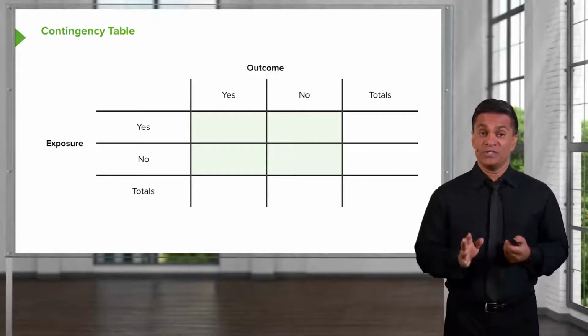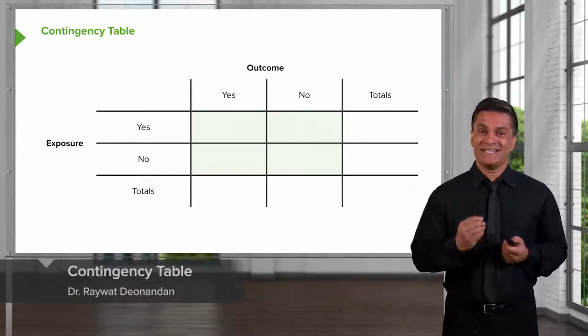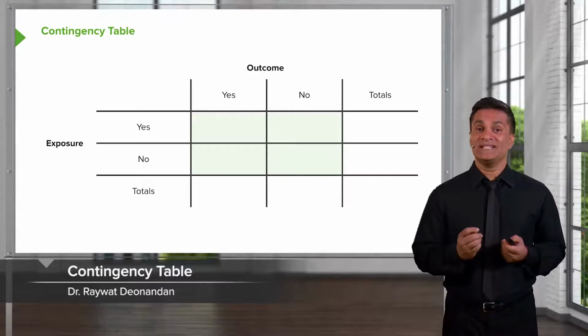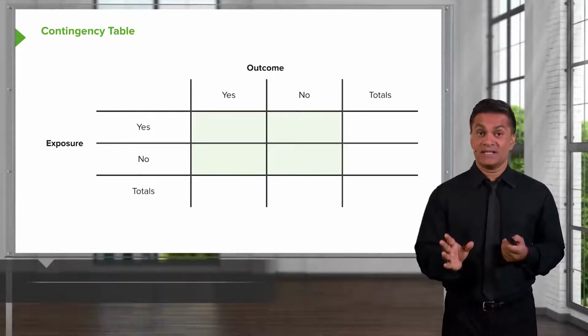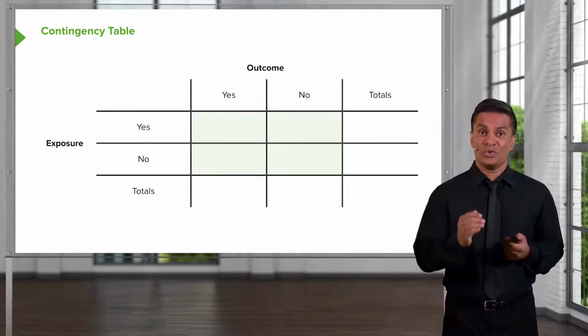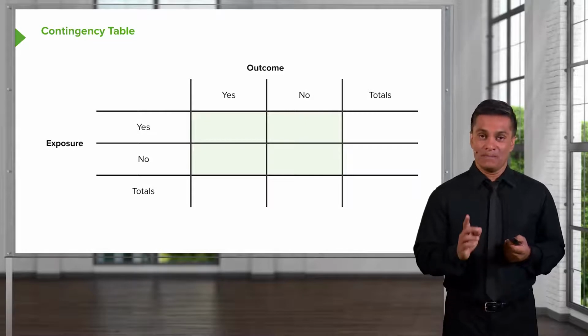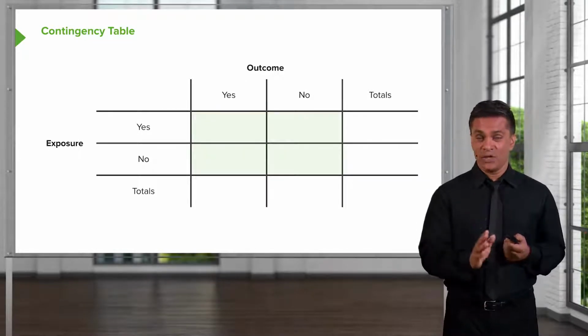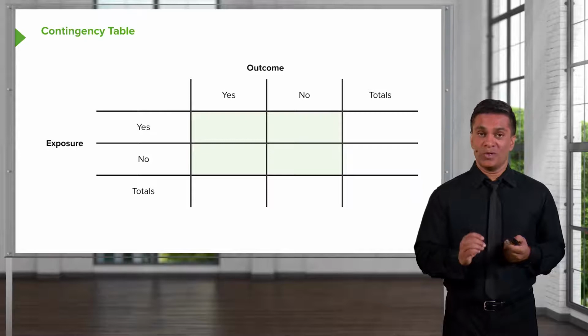So, in order to do this, we need to set up what's called a contingency table. We call it a contingency table because the outcome is contingent upon whether or not you get the exposure. Now, pay close attention because the way you set up this table will determine whether or not the formulas that I show you will actually work.